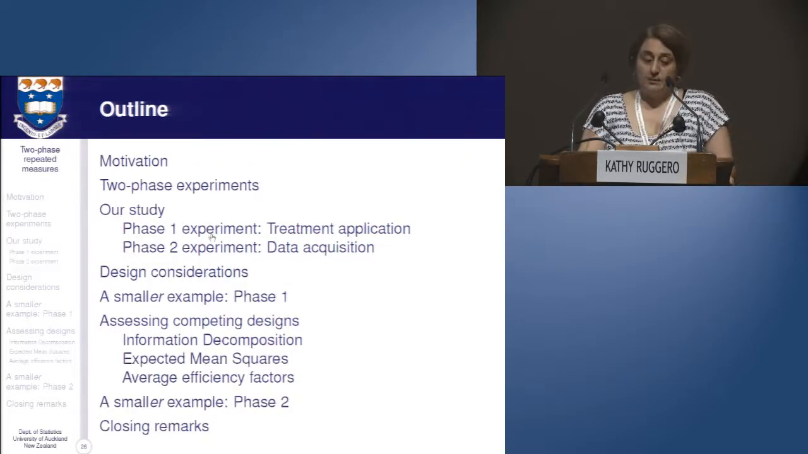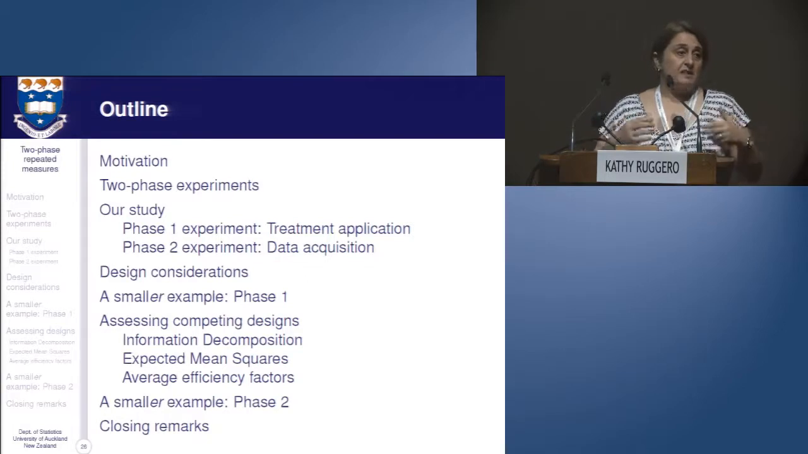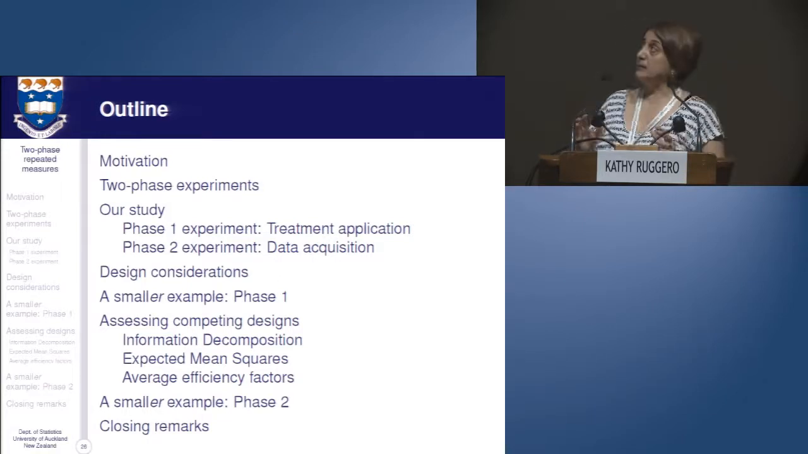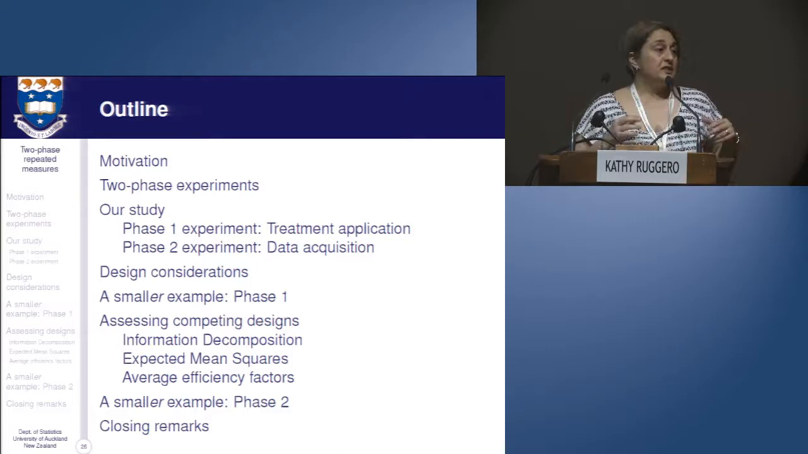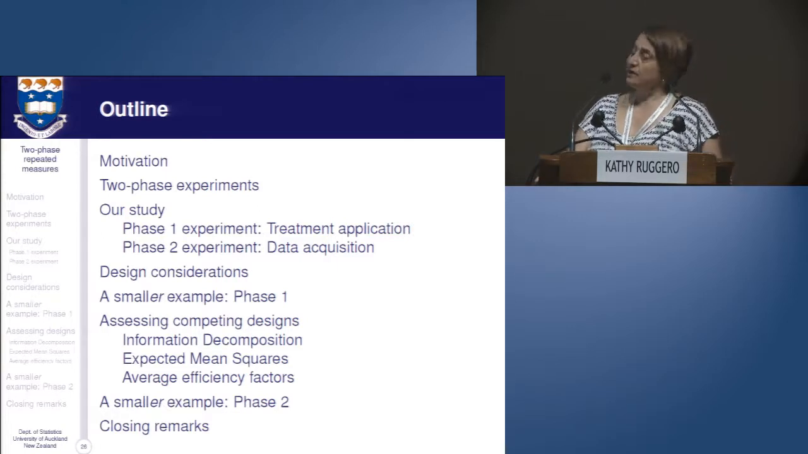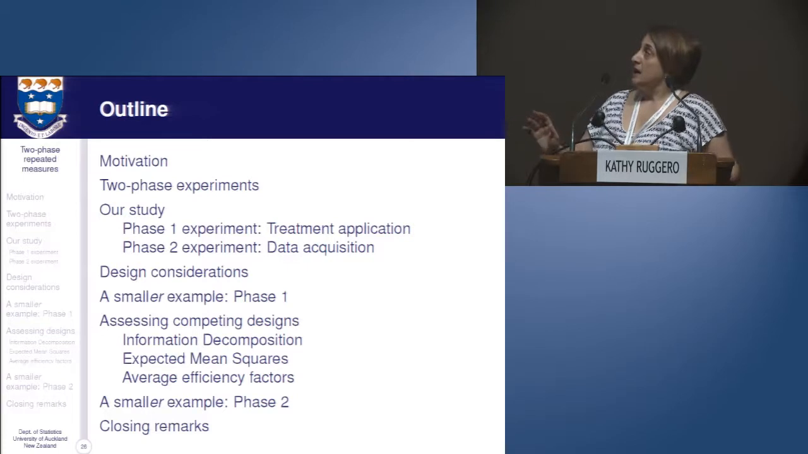I'm going to motivate what I'm talking about today with a real clinical situation. This particular clinical situation, in terms of experimental design, requires 2 phases of experimentation, and I'll explain what I mean by that. I'll then discuss the particular study that I'm collaborating on with clinicians back in Auckland, and describe the phase 1 and phase 2 experiments in a bit of detail. And I'll talk about some of the design considerations for this particular setting.